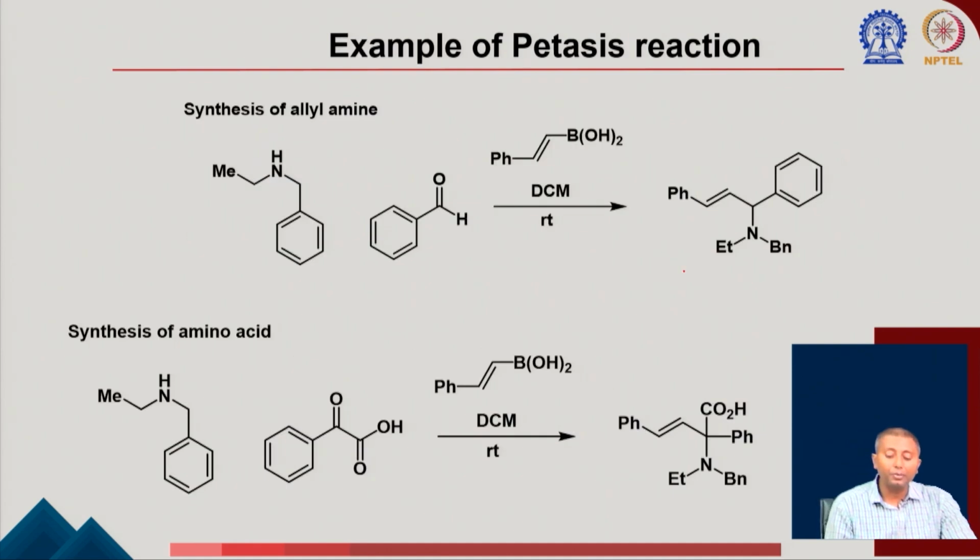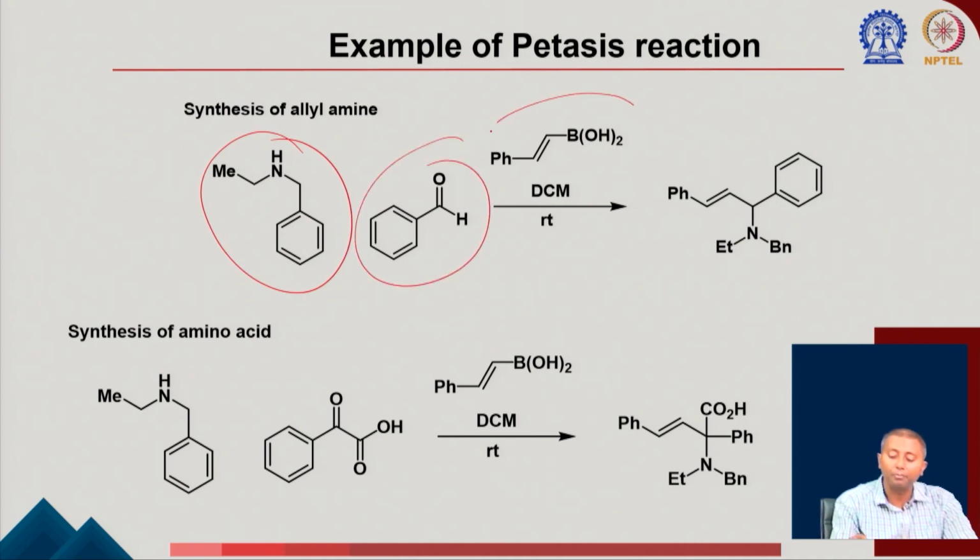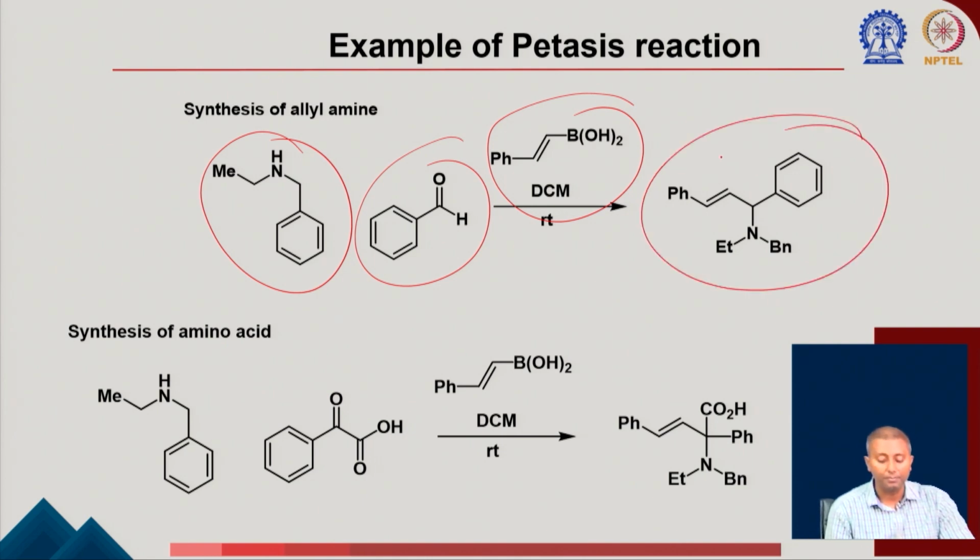Again, there are some examples. You can see synthesis of allylic amines can be done very easily. You can start with the corresponding amine, benzaldehyde, and phenylvinyl boronic acid, and you can get to the corresponding secondary amines. There are some other examples to synthesize amino acids.